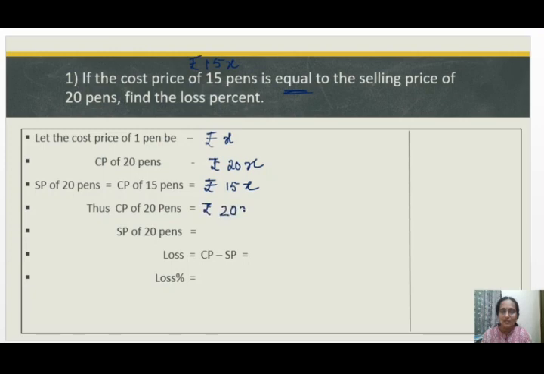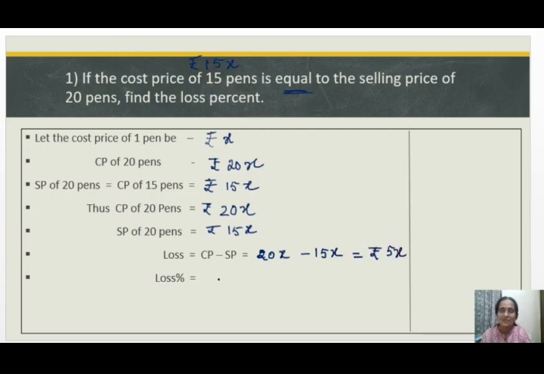Cost price of 20 pens is rupees 20x. Selling price of 20 pens is rupees 15x. Now it is obvious its selling price is lesser than the cost price, right? So how will you get the loss? Cost price minus selling price is the loss. 20x minus 15x is rupees 5x.